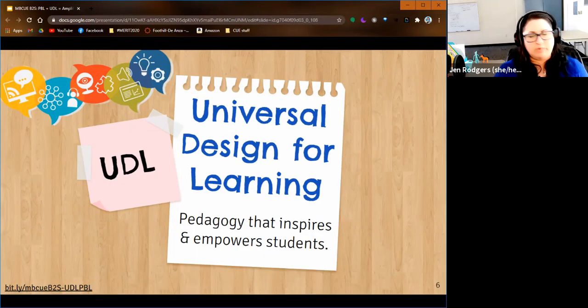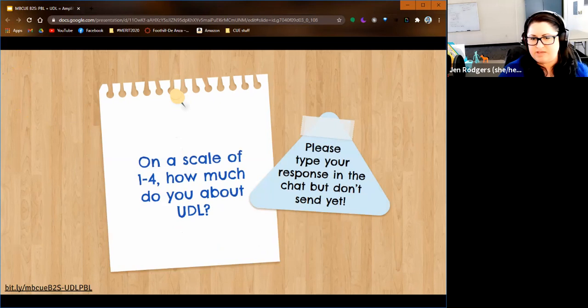So we're going to start by talking about Universal Design for Learning. And then, like I said, this is really about empowering students and inspiring them to own their learning. So let's get started by seeing how familiar are you with UDL?